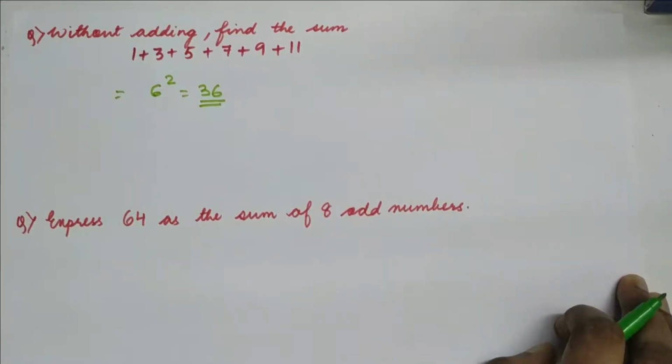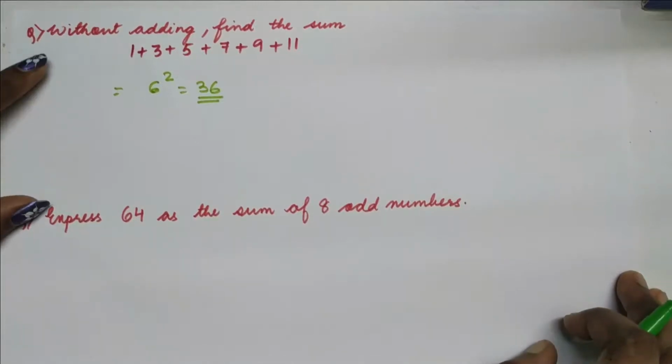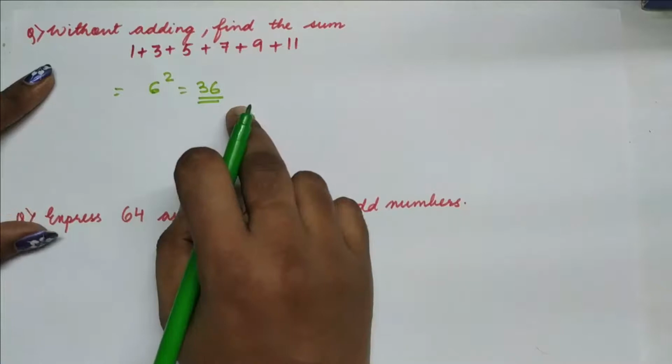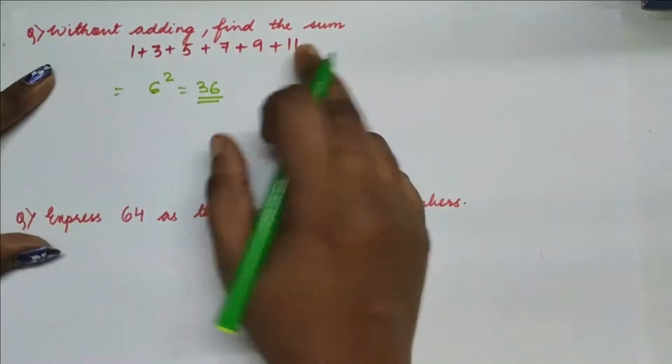Like here, what we are doing, we are adding the sum of first n odd natural numbers. So n can be any number. Here n is 6. So we are doing 6 square to get the sum of this pattern.